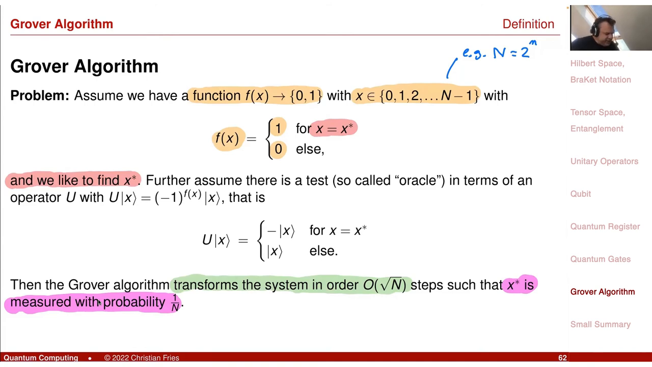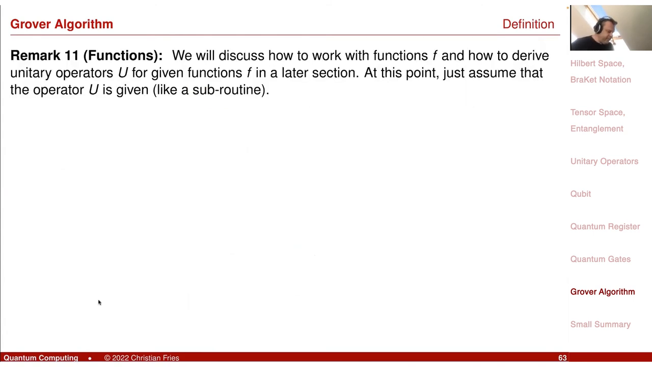Well, this function here is not invertible. I mentioned this. So we need a unitary operator that somehow encodes the function. We assume that we have a unitary operator U with the property that U of x is x, the identity, if x is not x star, and it's minus x if x is x star. I will comment on how we get the U later. That's a part which I skip now. Just assume that we have this U. Once I have this U, I can find the x star in order square root of n. We will discuss how to build the unitary operator later.